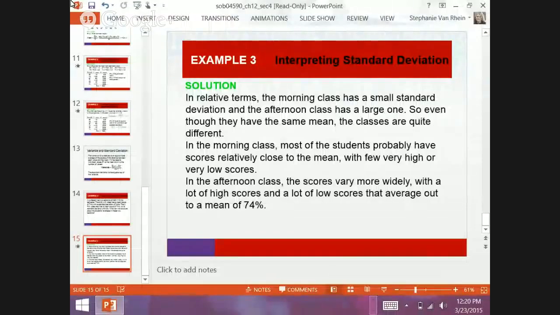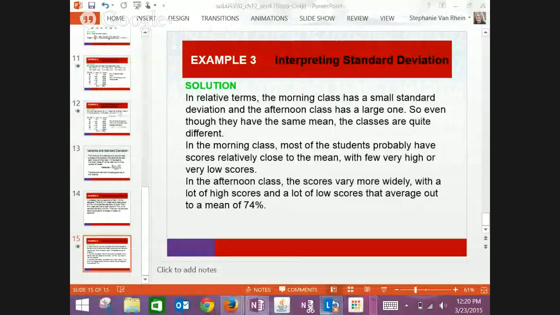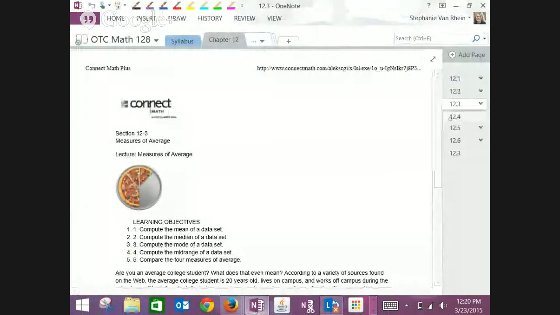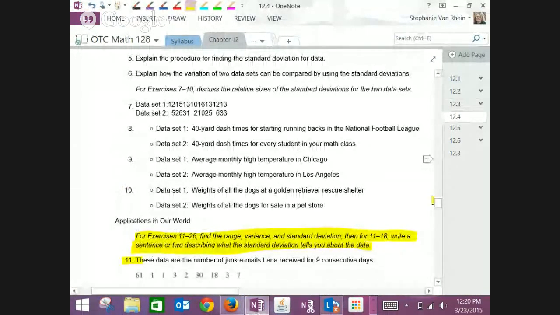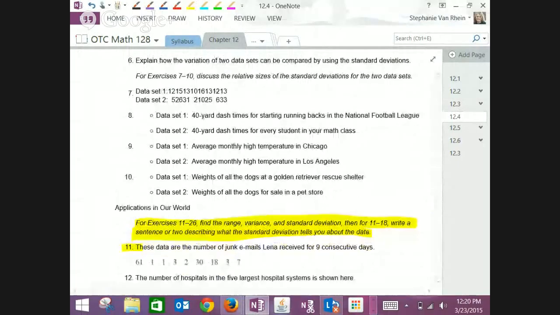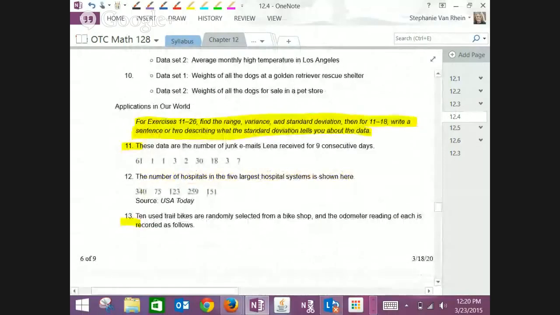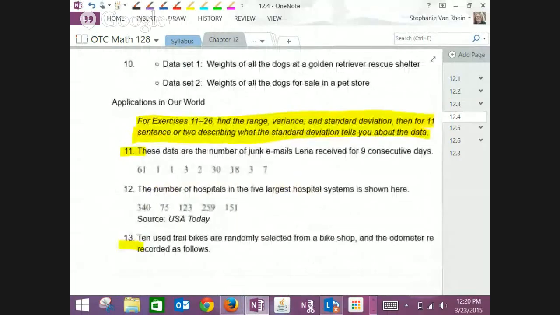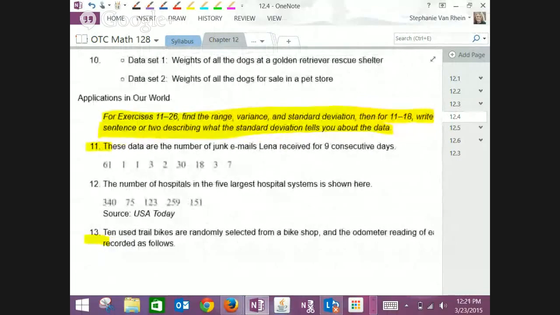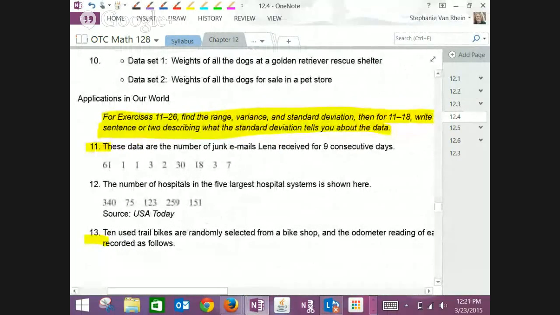Let's look at some of the homework in this section. 2.4, you're assigned to do the odd from 11 to 25. Not every other odd this time, yeah, not every other odd, just the odd ones.